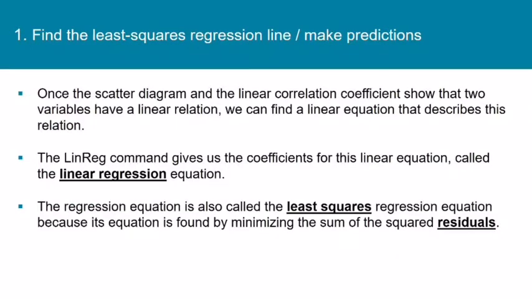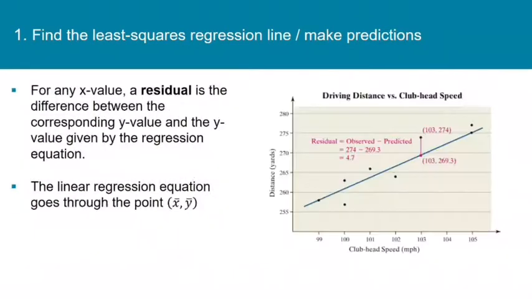The regression equation also goes by the name least squares regression equation because this equation is found by minimizing the sum of the squared residuals. So now I know you're asking yourself, what is a residual? So let me show you.